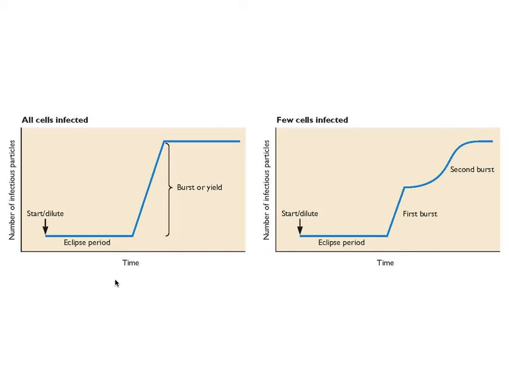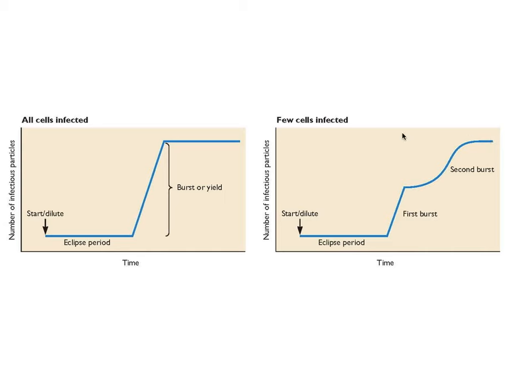Sometimes he did experiments where a few cells in the culture were infected, and then he got the pattern shown on the right. The same growth cycle, measuring with time the number of infectious particles. You can see the dilution of the culture at the start. You have an eclipse period, then a burst, but then a plateau and a second burst. That's because you have multiple cycles of infection going on here.